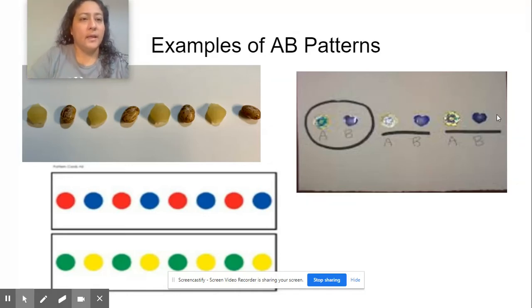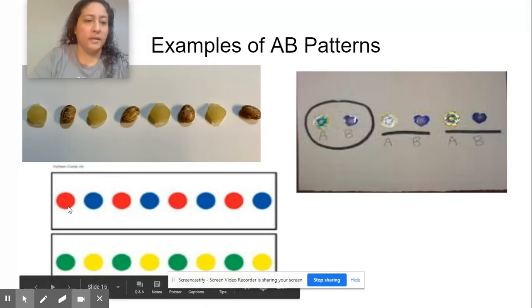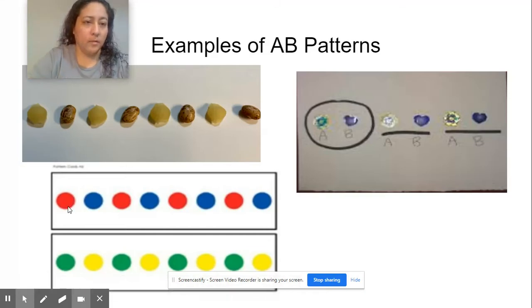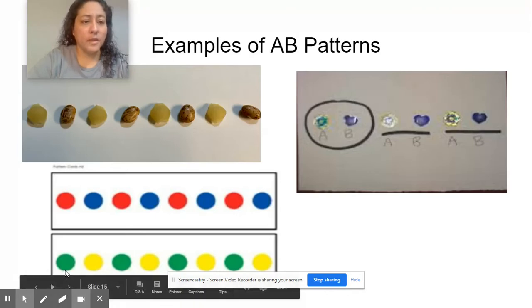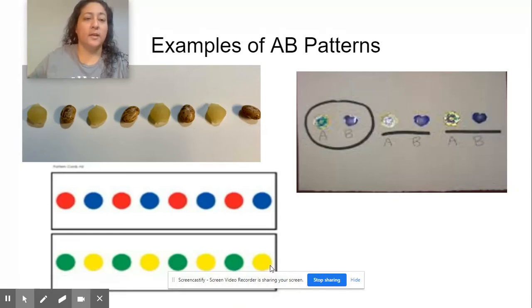Now, if you can't find anything around the house that you can use for A-B patterns, you can use your crayons or markers. So here I have two examples of A-B patterns, and they just did dots, a red dot and a blue dot, and they alternated them. So the rule is red, blue, red, blue, red, blue, red, blue. And here's another example where they use green and yellow, green, yellow, green, yellow. And if you continue it, green, yellow, okay?